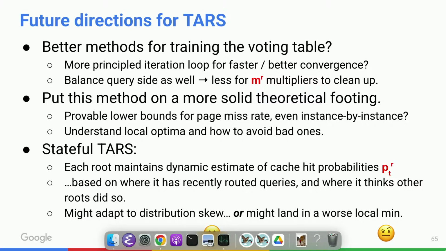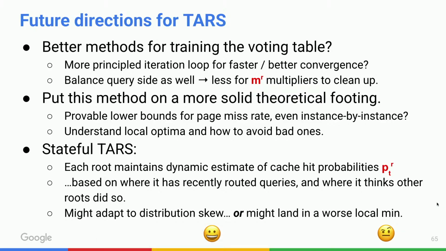And here's an interesting one, stateful TARs. So right now, each root just has this table that's loaded in at the beginning, but doesn't maintain any other state besides the multipliers. What if each root independently maintained its own view of the cache hit probabilities in real time based on what it's seen? That might be awesome. It would allow you to deal with distribution skew since you've trained your tables. But it also might just cause you to land in a worse local optimum. So, interesting idea. We haven't tried it.